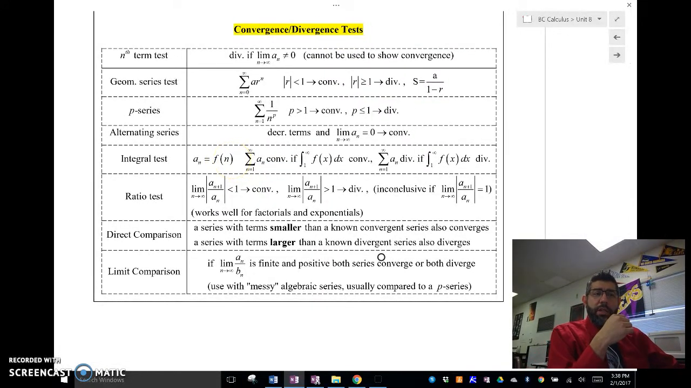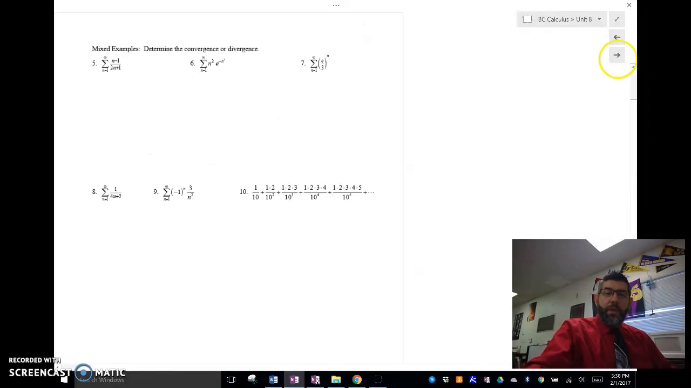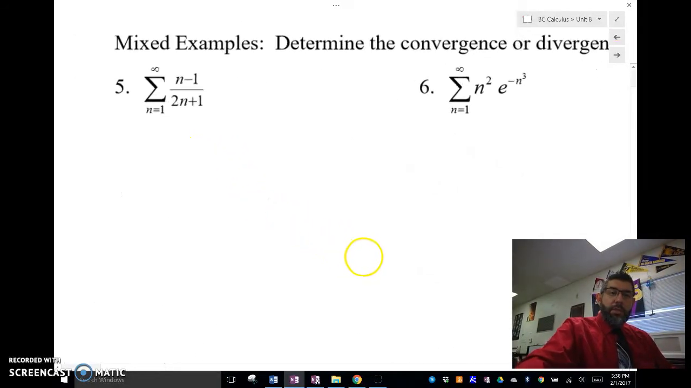Okay, so let's take a look. We'll use this. We'll take a look at some examples here and try to differentiate. I guess say it again, try to figure out what test we're going to use for which one. All right, so let's take a look at these examples here.